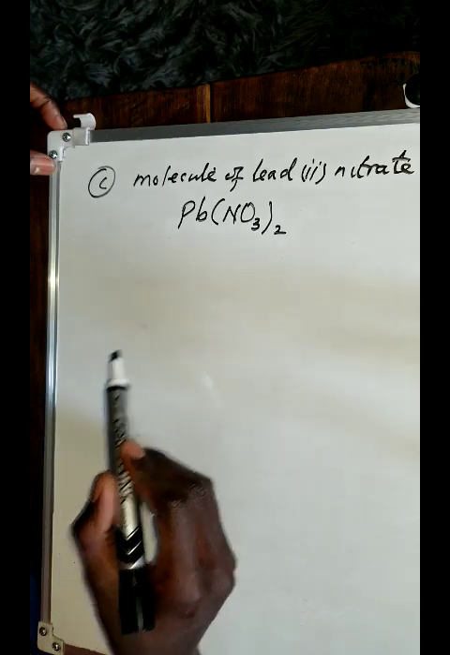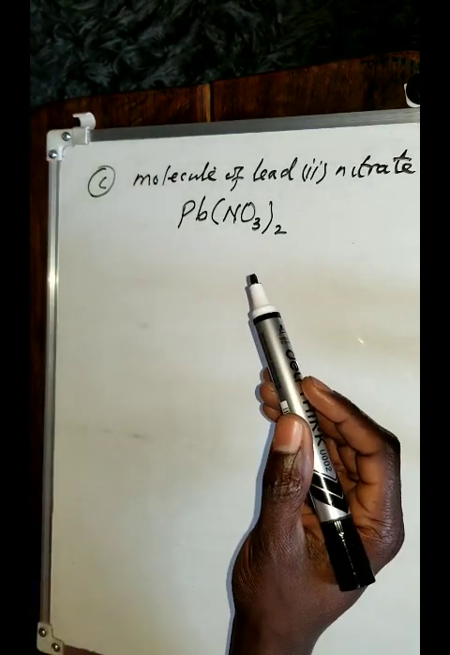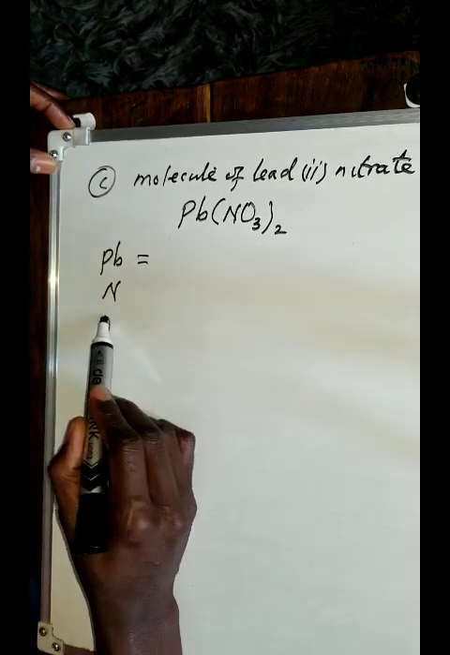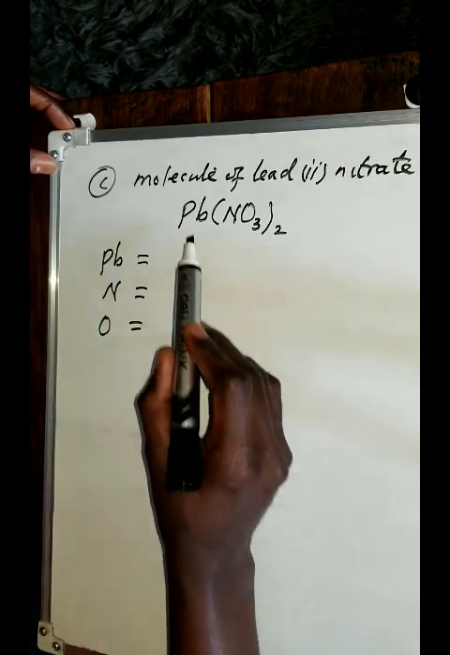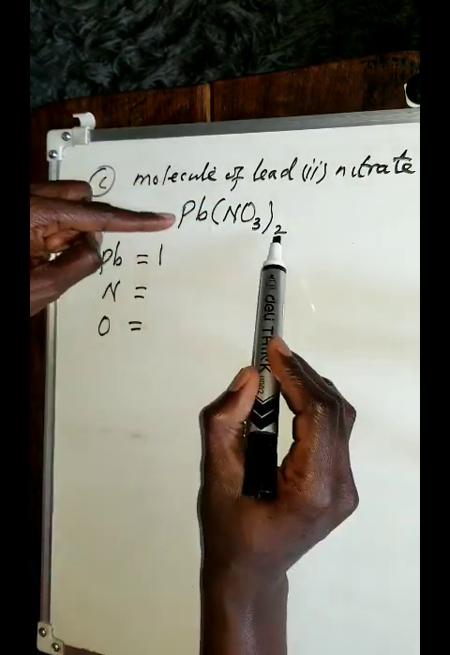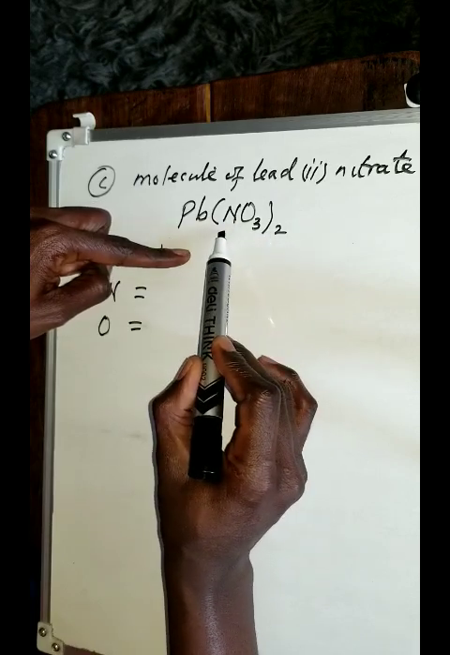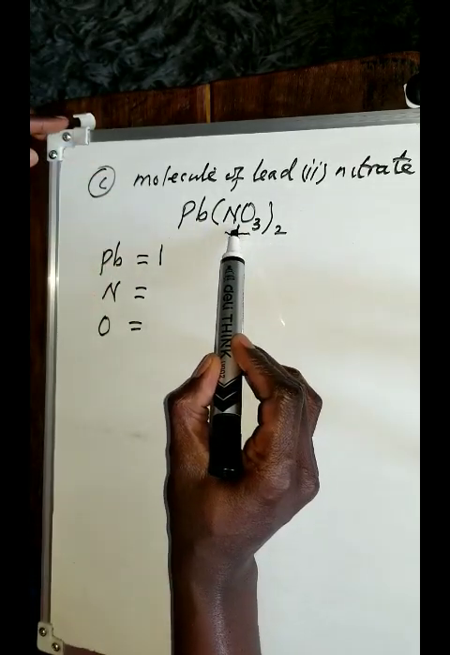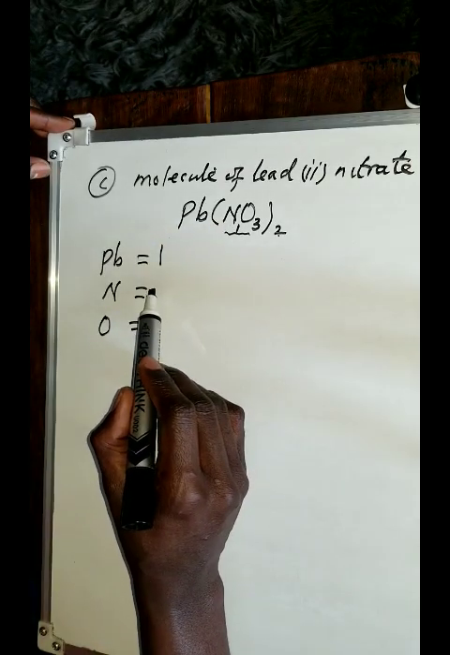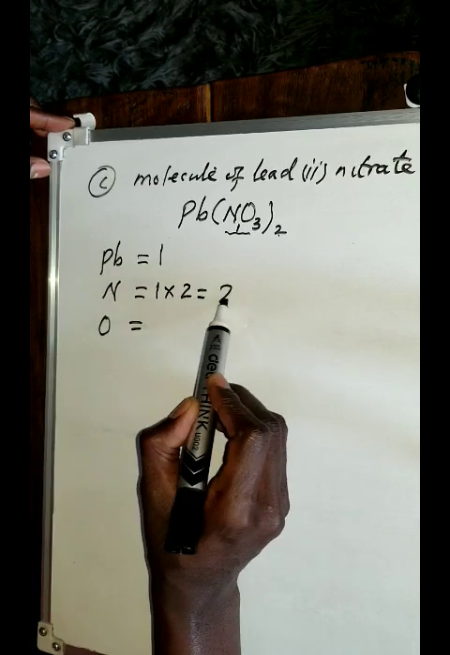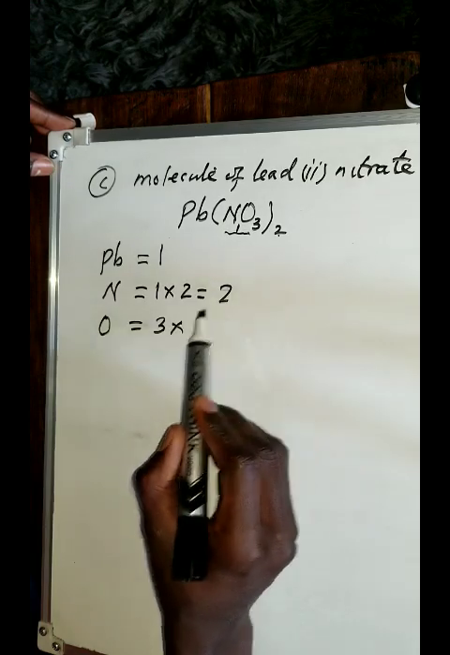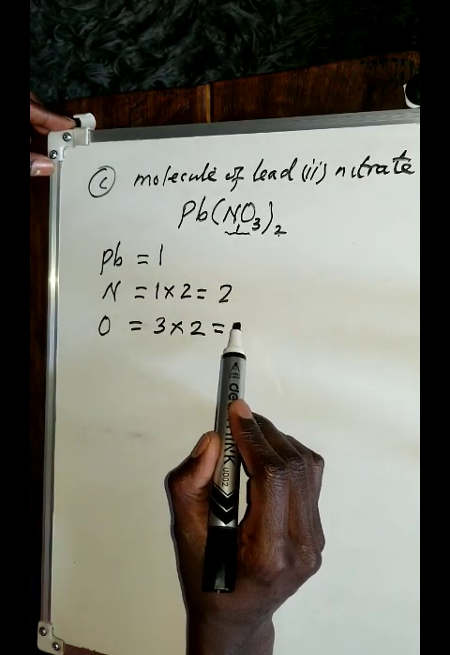Now you identify the different atoms that are there. You have Pb, which is lead, you have nitrogen, and you also have oxygen. Nitrogen has a 1 there. Now remember those brackets, the number outside means it is multiplying by what is inside the bracket. So nitrogen is 1 times 2, which will give you a 2. For oxygen, there's a 3 there, so it will be 3 multiplied by the number outside, which is a 2, and that will give you a 6.